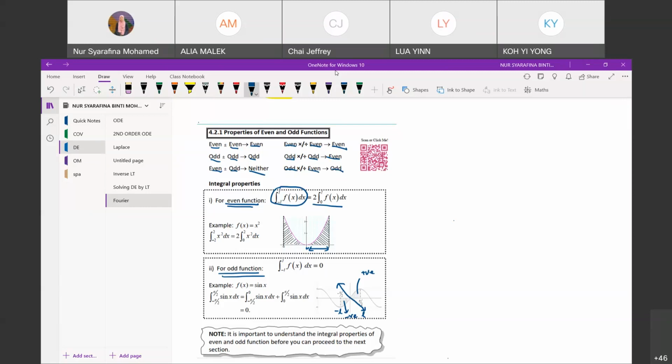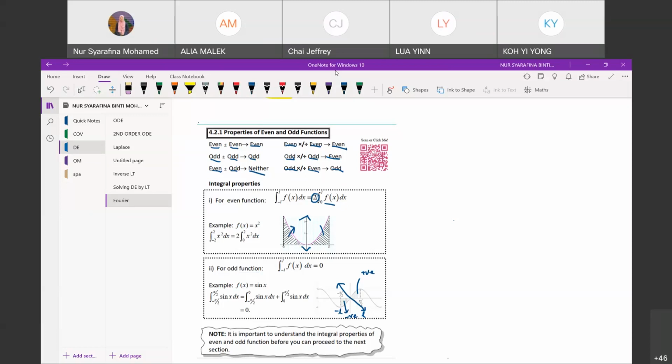Okay, so for integral properties, for even function, you know that an even function is symmetric about the y-axis. So instead of integrating from -2 to 2, you can just integrate from 0 to 2 and then multiply by 2 to get the whole shaded region area there. So that is the integral property for even.